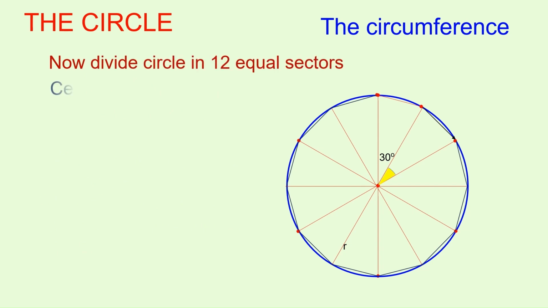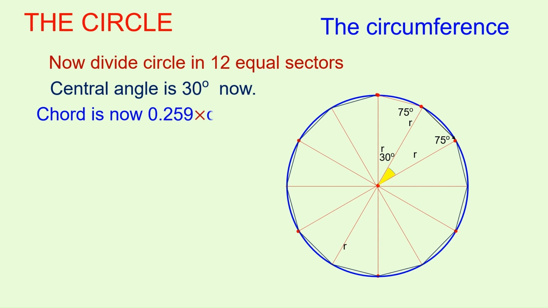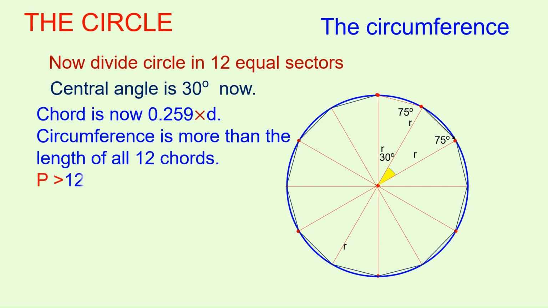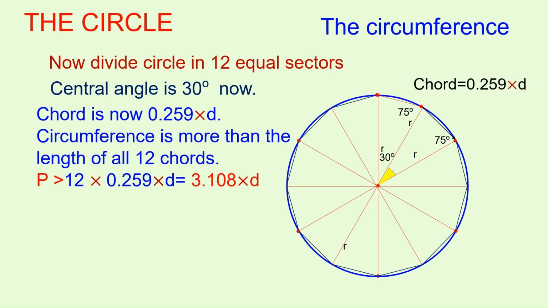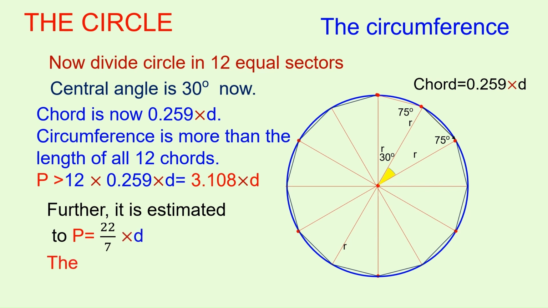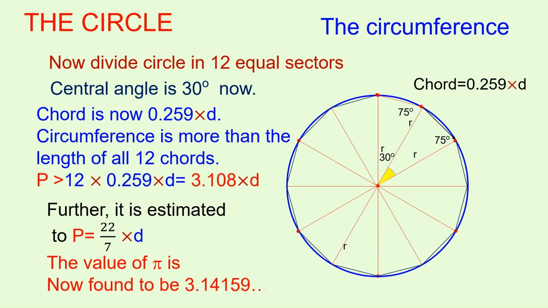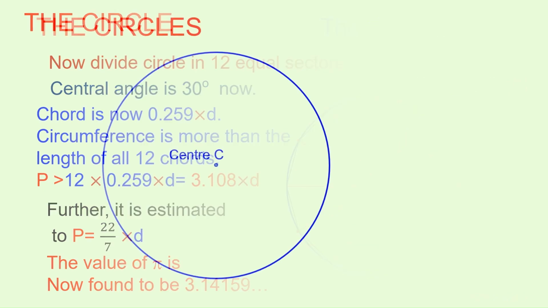Now divide the circle into 12 equal sectors. The central angle is now 30 degrees. The chord is now 0.259 times d. The circumference is more than the length of all 12 chords. C greater than 12 times 0.259 times d equals 3.108 times d. Further, it is estimated that C equals 22 divided by 7 times d. The value of pi is now found to be 3.14159.